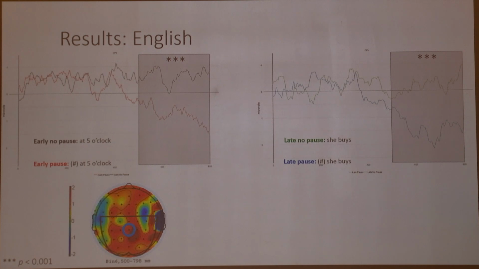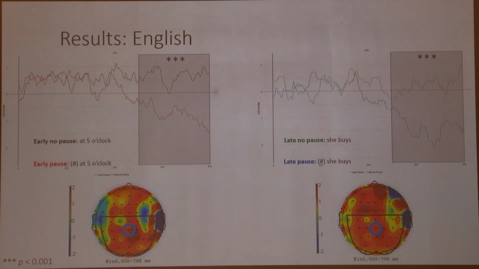So we can also see our effect on the heat maps for each condition, which reflect the distribution of voltage across the scalp. So in general, we can see that there's more positivity and therefore more red in the more posterior areas than there are in the frontal areas.